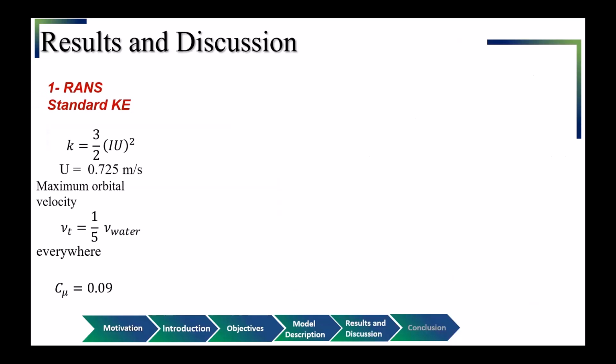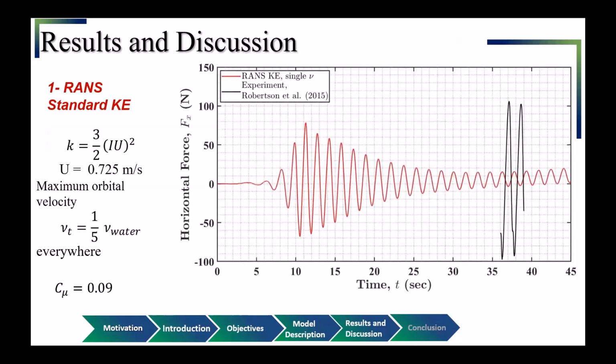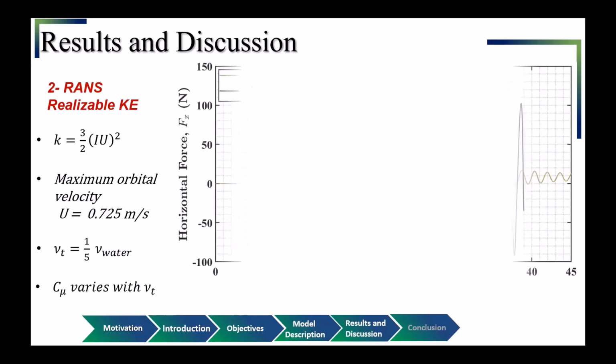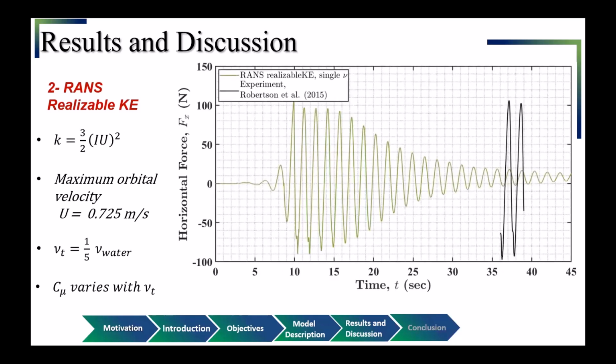Starting the results with the RANS standard k-epsilon turbulent model using a single eddy viscosity on both fluids depending on the primary fluid, water, and C mu constant 0.09 that standard k-epsilon uses. The hydrodynamic forces on the cylinder become very dissipative as this model adds artificial viscosity from the Boussinesq approximation, which dissipates the wave and reduces the value of the computational Reynolds number. Taking advantage of the realizable k-epsilon model, where C mu varies with nu T, but still using the same single eddy viscosity that depends on the primary flow, water, in both fluids, we got a result better than the standard k-epsilon but still diffusive.